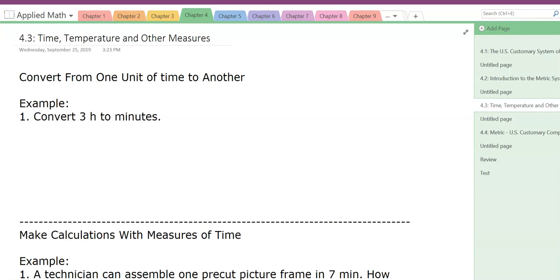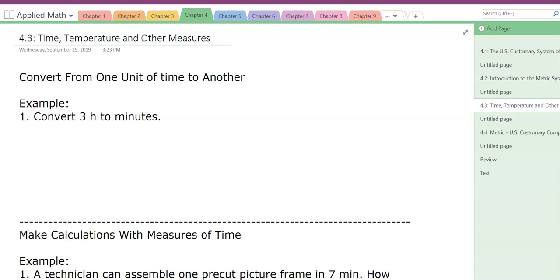The nice thing about time is that it's consistent all over the world. There are no two different types of measurements for time, whether you're in a country that deals with the metric system or not. Time is the same everywhere. So we don't have to have a bunch of charts about all the different things. So let's just do one example here.